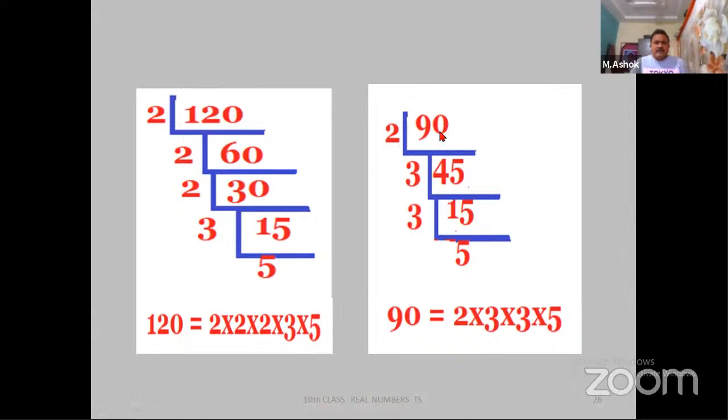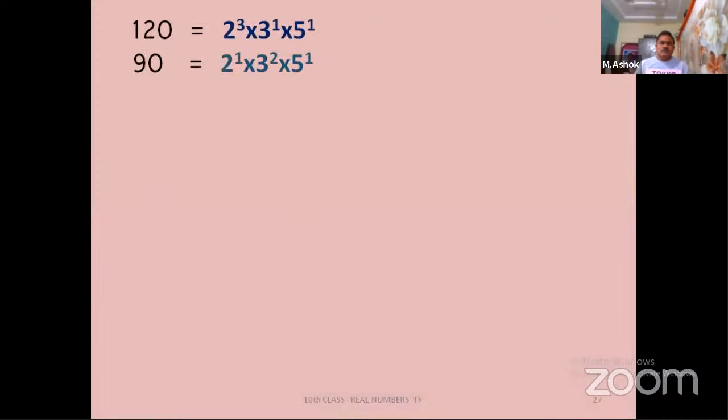And again, the prime factorization of 90. So 90 can be written as 2 into 3 into 3 into 5. Okay. In this way, first of all, you have to write: 120 is equal to 2 cube, 3 to the power of 1, 5 to the power of 1. And 90 is equal to 2 to the power of 1, 3 to the power of 2, 5 to the power of 1.